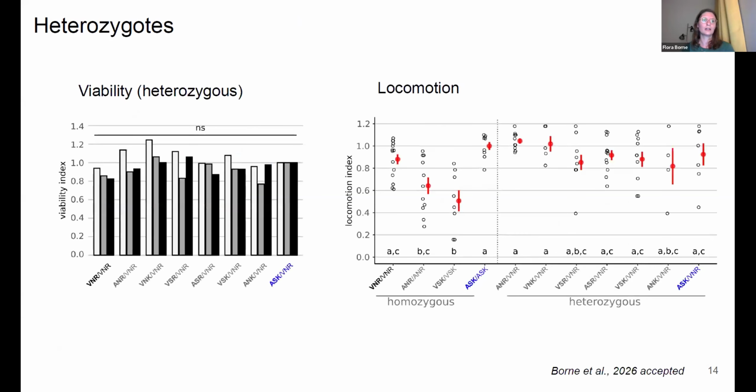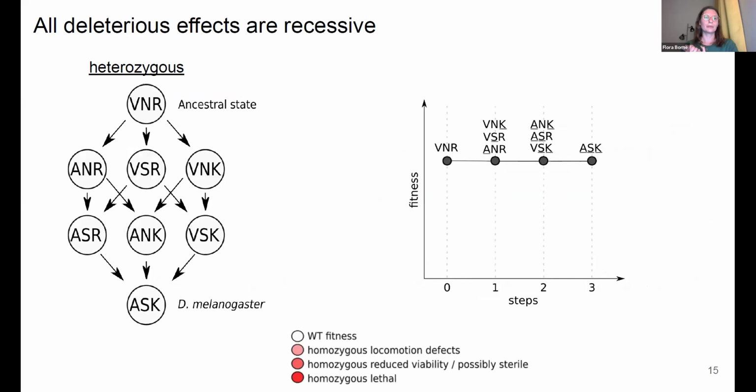So then we looked at heterozygous individuals for the same phenotypes. We looked at viability and locomotion, and we see that there was no defect at all. So there is no significant difference in viability and no significant difference in locomotion. So when we go back to this genetic network for the heterozygotes in this fitness landscape, we see that there are no more fitness valleys when those haplotypes are in heterozygous individuals.